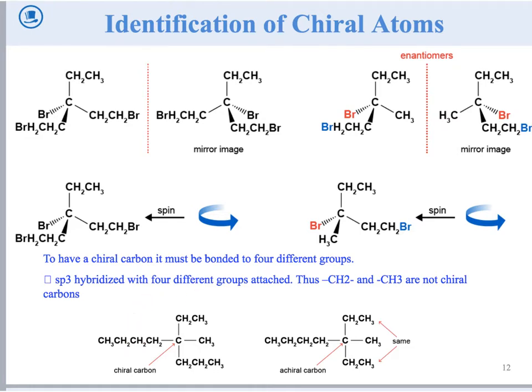Another example down here. This is a chiral carbon, a stereo asymmetric carbon, because it's bonded to four different things: a methyl, an ethyl, a propyl, and a butyl. Whereas this carbon is bonded to a methyl, an ethyl, a butyl, but then another ethyl. So this cannot be an asymmetric carbon. It's not a chiral carbon, because it has to have four different groups attached.